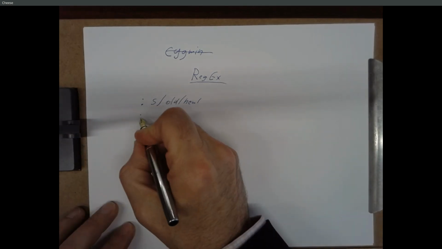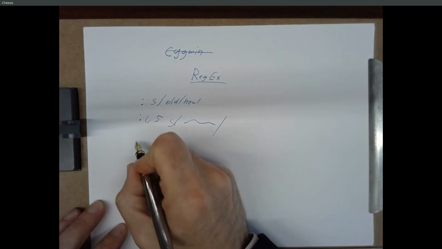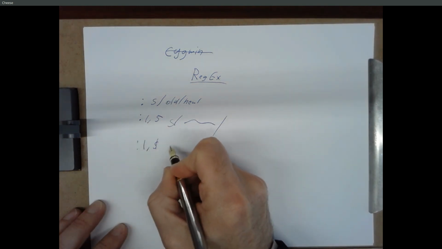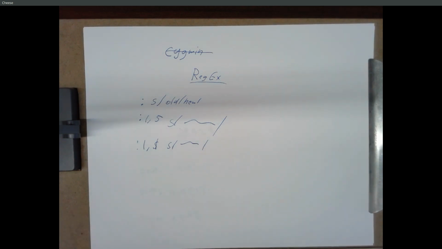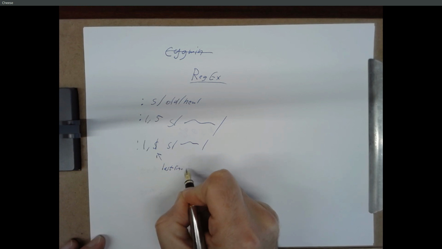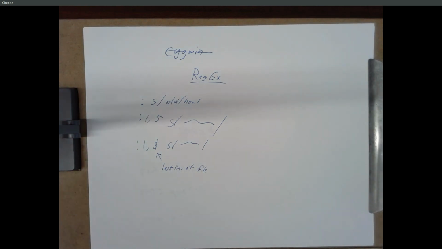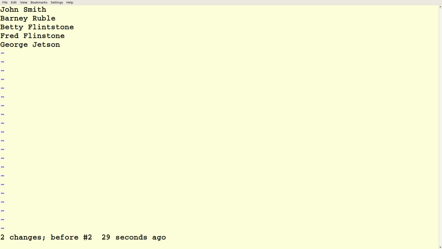So I can say colon 1 comma 5, or I can say colon 1 comma $, and $ means the last line of the file. First line is always just 1, so we don't need to know what that is. But if we want to do it everywhere in a file, we could do that. So now I could substitute, 1 to $, all of my E's with X's, right?